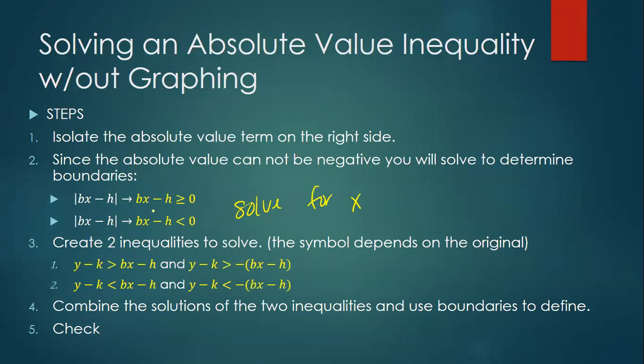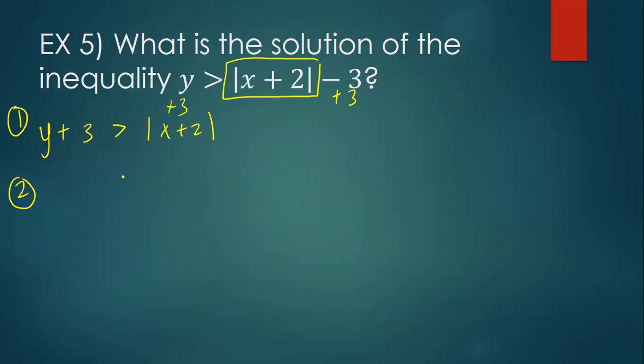So we take the absolute value, what's inside, and we're going to set it greater than or equal to 0 and less than or equal to 0. So we're going to take x plus 2 is greater than or equal to 0. X plus 2 is less than 0. So therefore, x is greater than or equal to -2, and x is less than -2.